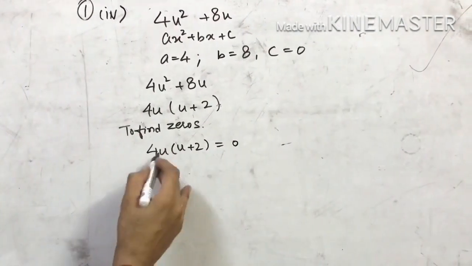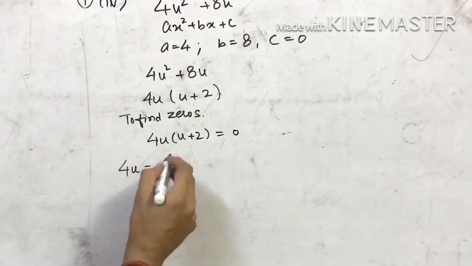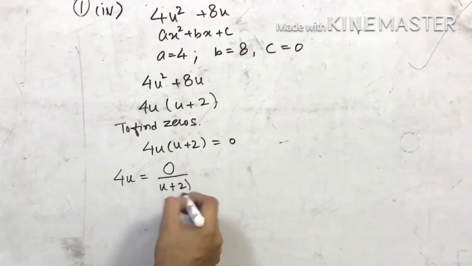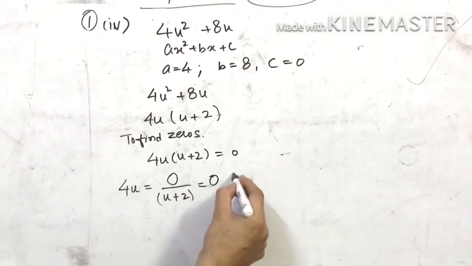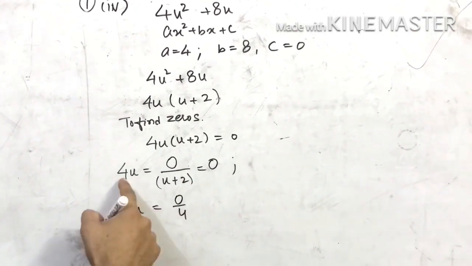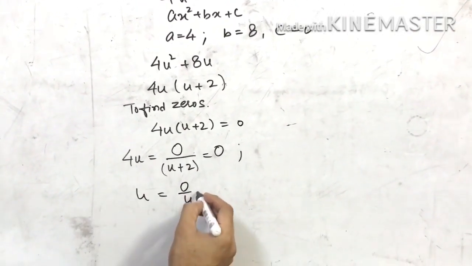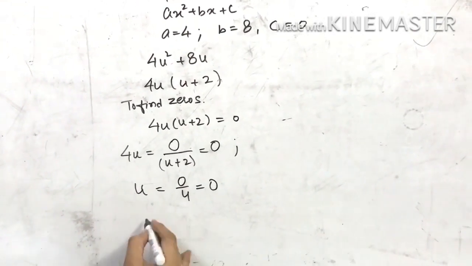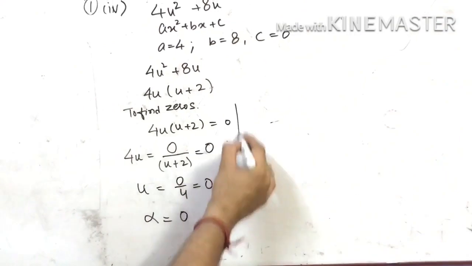So now there are two cases. One is to keep 4u here and send this bracket over there. Finally when you divide this 0 by this number, you will get 0. And u will be 0 by 4, then 4 will come here as it is multiplying, so when it divides again you will get 0. So one of the values of u is 0, so alpha is 0.